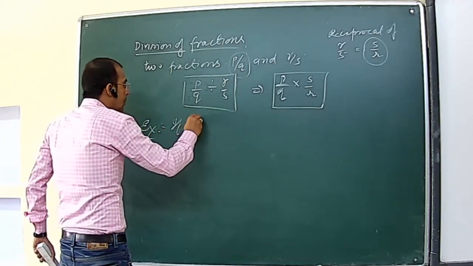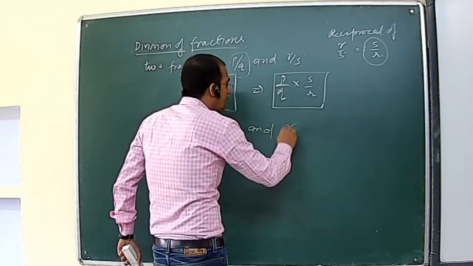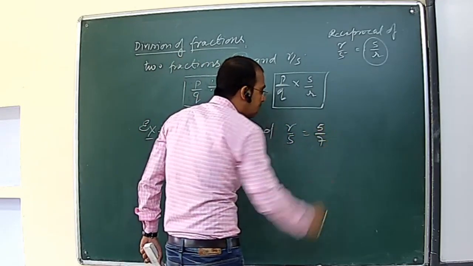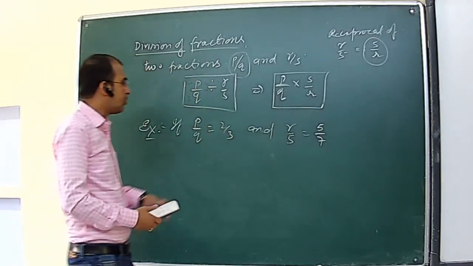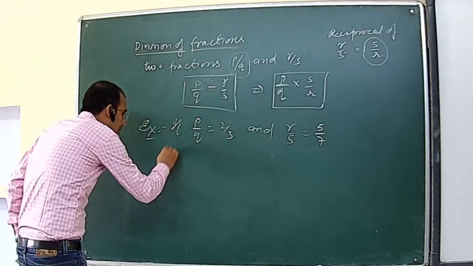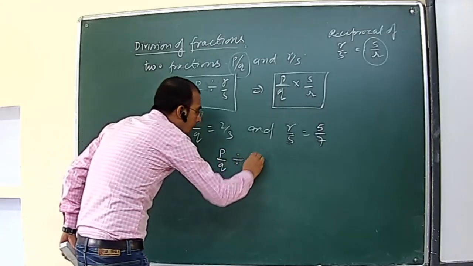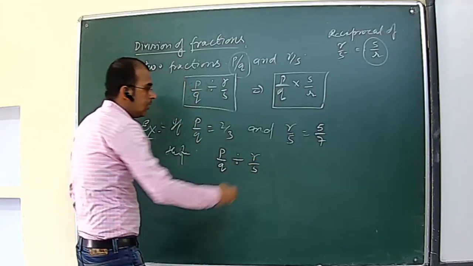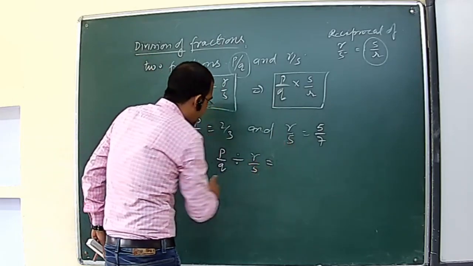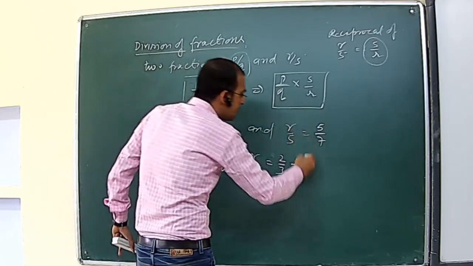For example, if P by Q equals 2 by 3 and R by S equals 5 by 7, is it clear? Now I am going to divide P by Q divided by R by S. Then what are the values? P by Q is 2 by 3, divided by R by S. What is R by S? 5 by 7.